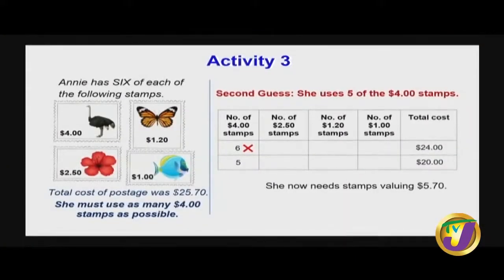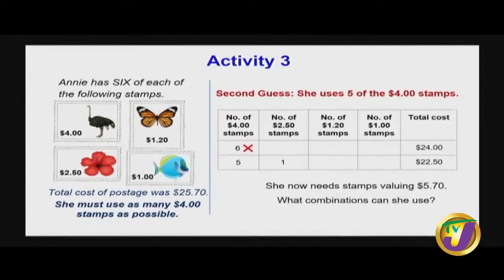Let's bring in our 1 and see where we are with our total. All right, we're at $22.50. But you said that she can't use 2. Why? Because she needed $5.70, and if she used 2, that would be $5, and we don't have any 70-cent stamps. We needed that 50 cent and that 20 cent to come together to make that 70 cents. Makes sense.